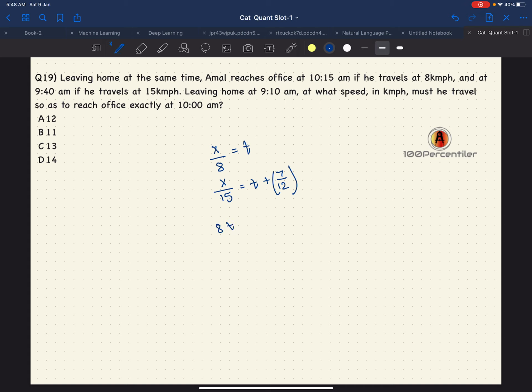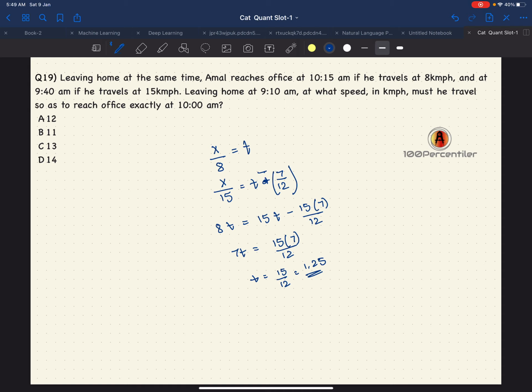Therefore, 8t is nothing but, in fact this is minus, because obviously he's reaching at 9:40 am, so he's reaching 7 upon 12 hours earlier. So 15t minus 15 into 7 upon 12. So 7t is equal to 15 into 7 upon 12, and therefore t is 15 upon 12, which is 1.25.